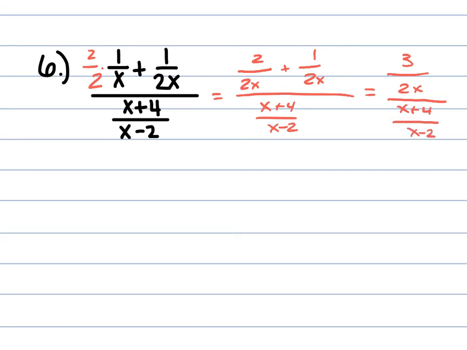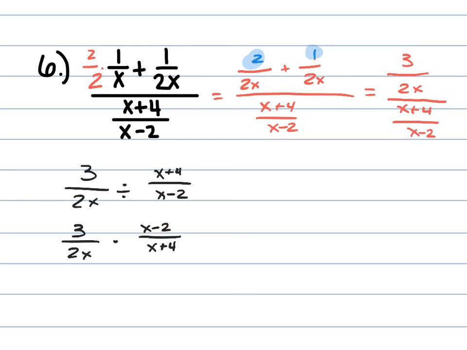Can I have a question? Yeah. How did you get 3 over 2x? Oh, you just add 2 plus 1. Write it out. Oh yeah, write it out. Sorry, I thought you were asking me a question. My apologies. So we've got 3 over 2x divided by x plus 4 over x minus 2. And then you change what? Keep change flip. 3 over 2x times x minus 2 over x plus 4.